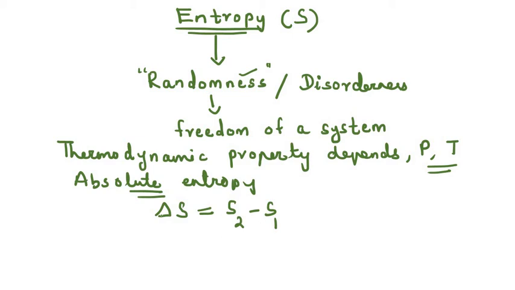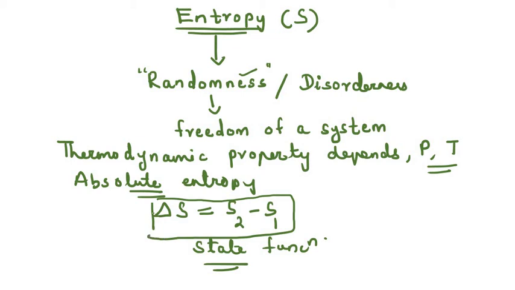S2 minus S1. Now since the change in entropy depends upon the final and the initial state, we can say that it is a what function? It is a state function. We have already discussed what you mean by state function and path function. So, the change in entropy can be represented as final entropy minus initial entropy, and we can say that entropy is a state function.